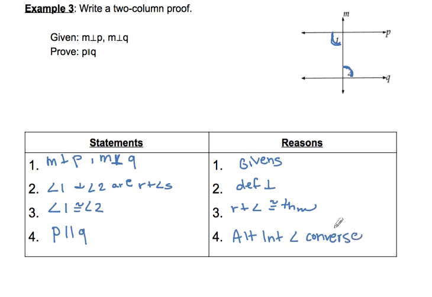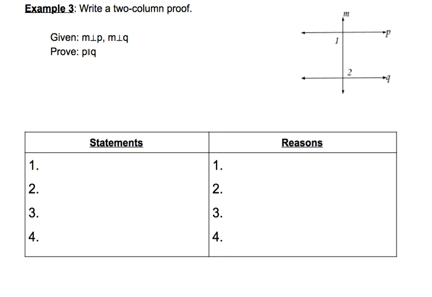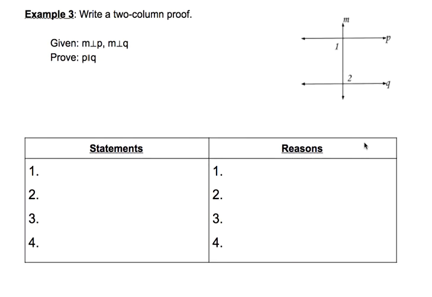So we use the converses to help us prove that two lines are parallel. So the theorems or the postulates just tell us about the angles. The converse actually lets us say that they are parallel, going the other way.